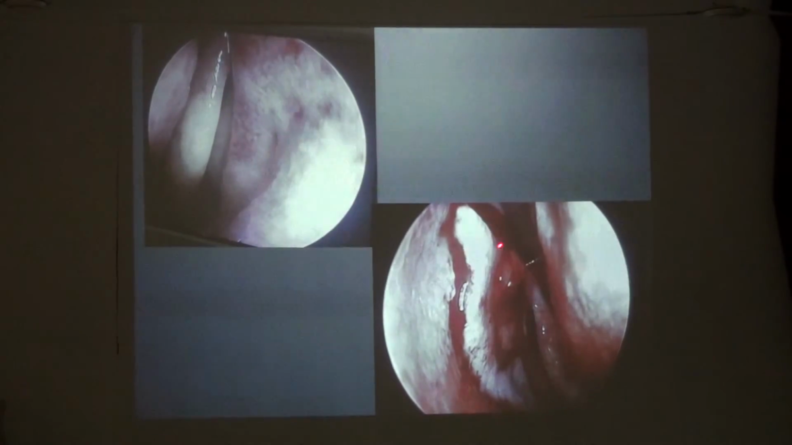Some people make a different type of flap. Some people make one superior, one inferior, and middle, and one anterior. So this mucosa will go partly up, and this will go partly down. So there will be a window here. There are different types of techniques.